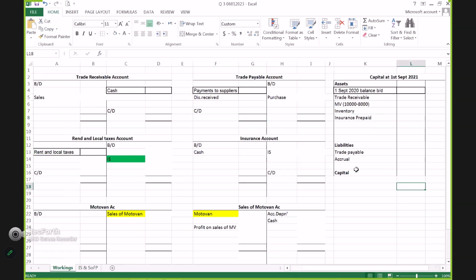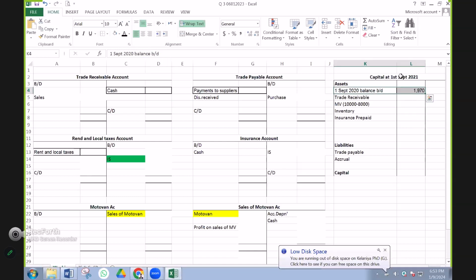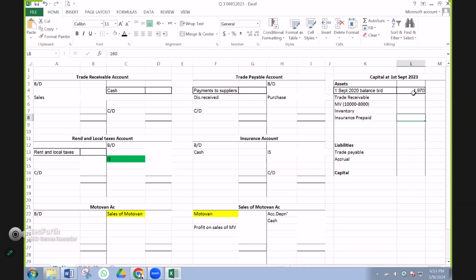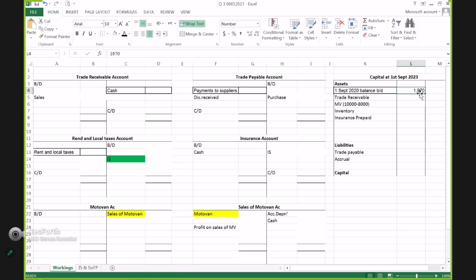So in the workings, opening balance 1,970 in the capital at 31st September 2003. You want to calculate the capital. Therefore, the opening balance is the asset. In the opening asset, the balance is 1,970.